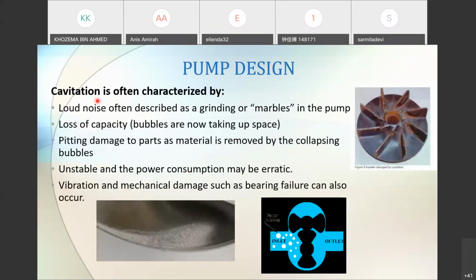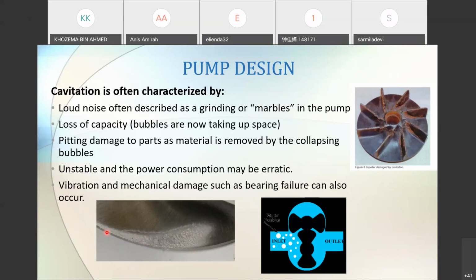Cavitation is often characterized by loud noise, often described as grinding or marbles in the pump, and loss of capacity. Why? Because bubbles are now taking up the space. Pitting damages the parts as material is removed by the collapsing bubbles. It is unstable, the power consumption may be erratic, and vibration and mechanical damage such as bearing failure can also occur.